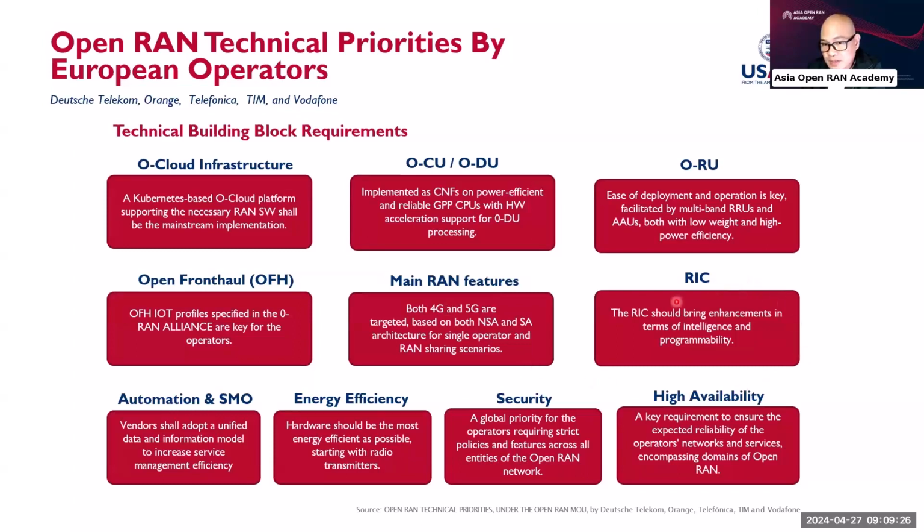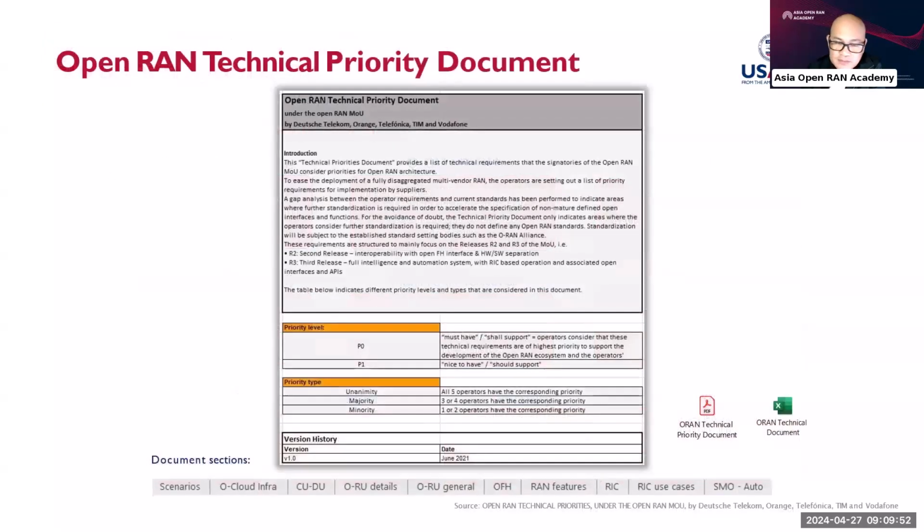For the RIC, there's also intelligence and programmability, automation, SMO, energy efficiency, okay, security, of course. So this is a global priority for the operators that require strict policies and features across all entities of the Open RAN network. And of course, high availability. Now, if you look at the Open RAN technical priority document, you can see it also on the ORAN Alliance website. You can download this document and this Excel file.